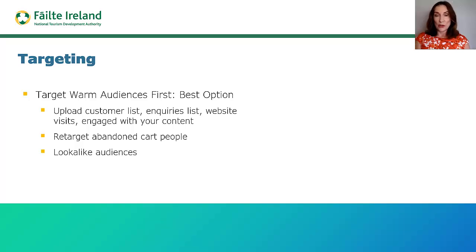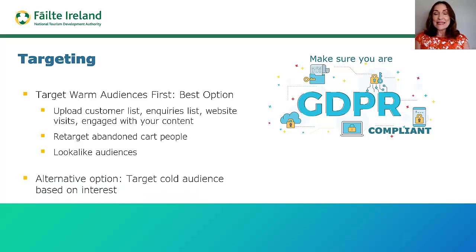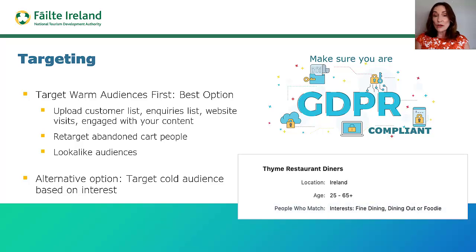If you have no warm audience, if you're completely starting out fresh, you've done no content on Facebook or Instagram that people have engaged with, then you're starting with what are called interest audiences. And this is an alternative option. It's a slightly colder audience, but you can get great results from this. This is where you go into the Facebook Ads Manager and you type some keywords into the box and it will make suggestions to you of people who have the characteristics that you're looking for. Take care though when you're using these audiences because they're not always up to date.